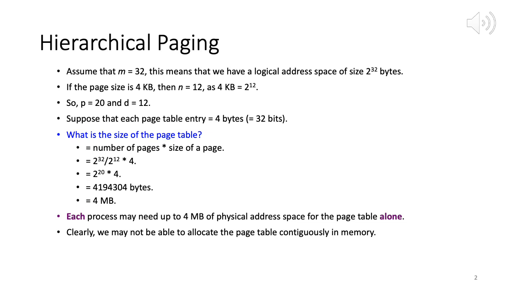So clearly we may not be able to allocate the page table contiguously in memory. So we see what happens for this example: 32-bit address, 4 KB page size, realistic values found in modern systems. The page table itself takes up 4 MB. So the issue is we may not be able to allocate the page table contiguously in memory. So then what we need to do is chop up the page table and allocate it in a non-contiguous fashion. So this is what hierarchical paging is. Okay.